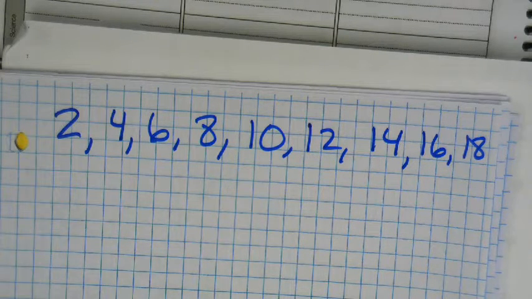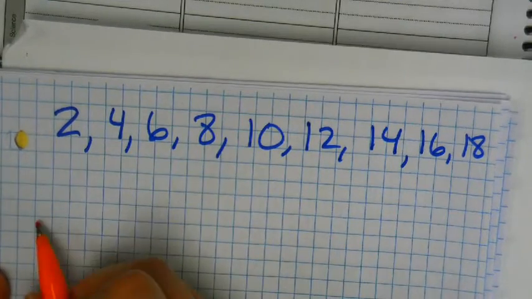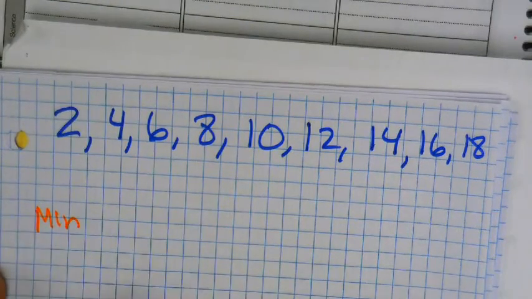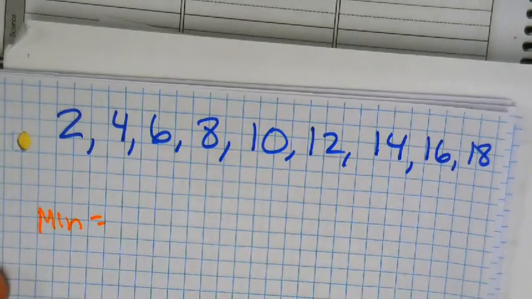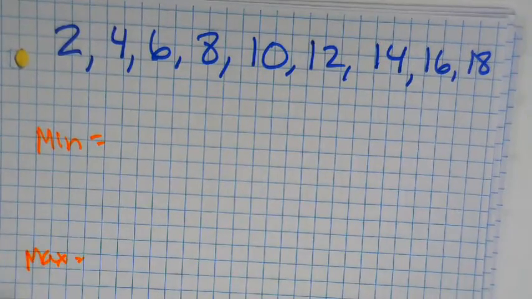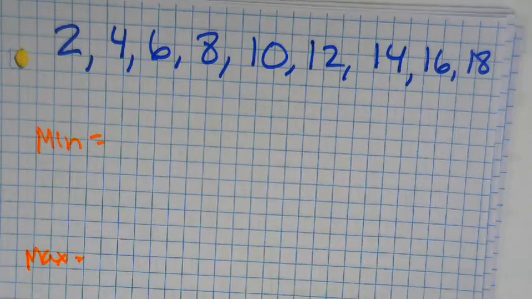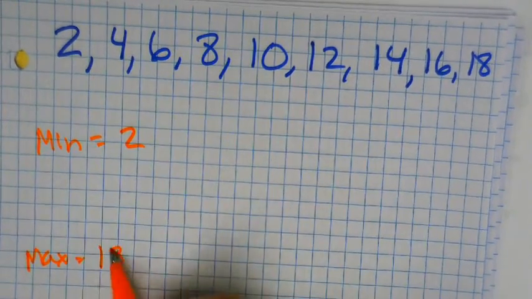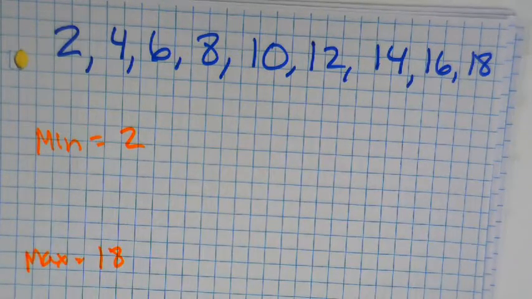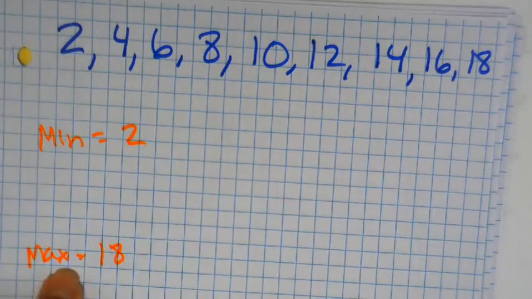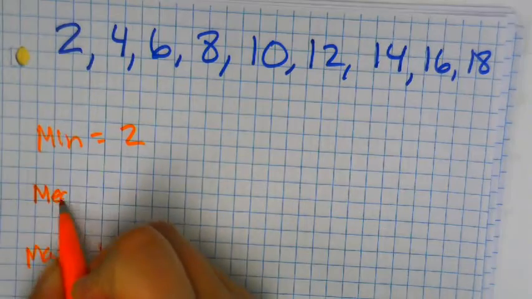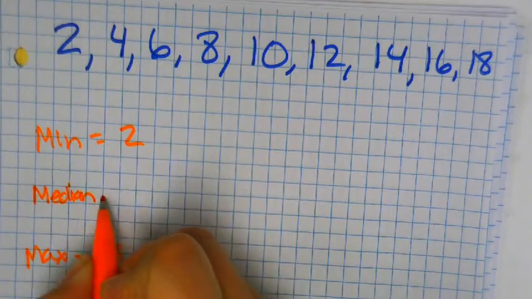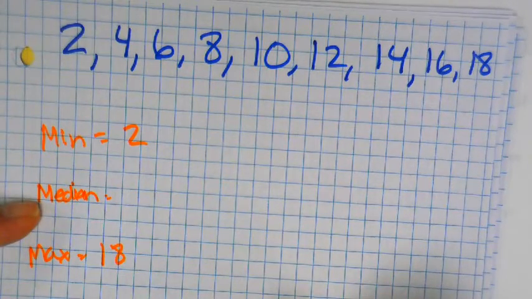All right, so I'm looking for your minimum and your maximum. Those are the easiest ones. As long as they're in order, you can find the minimum and maximum. What's the minimum? 2. What's the maximum? 18. Minimum is the smallest number, maximum is the biggest number. Now notice how I write these down, I'm leaving space. What's the median? What does median mean? Middle number. So cross them out.